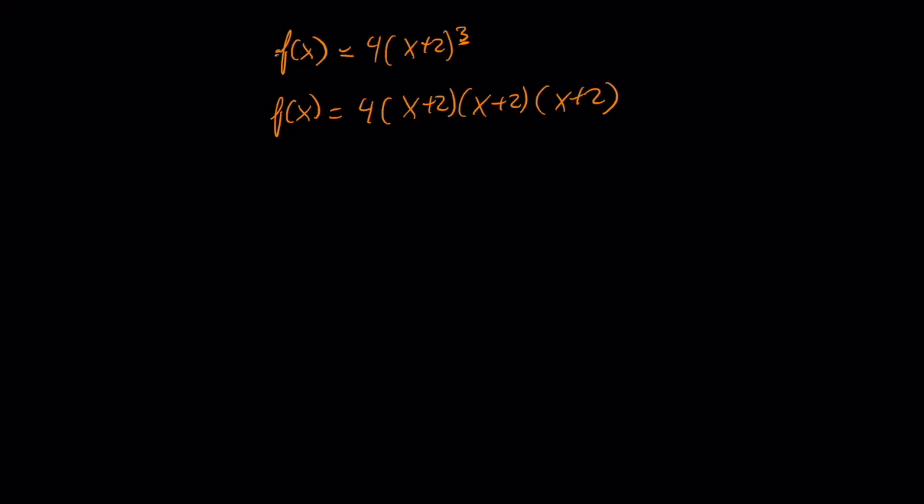So I have f of x equals 4 times x plus 2 cubed. I'm going to rewrite that out, right? We don't just distribute this cube, as tempting as it is. This is going to be f of x is 4 times x plus 2 times x plus 2 times x plus 2. And again, first thing I'm going to do is FOIL these last two, then distribute this in, and then distribute in the 4.